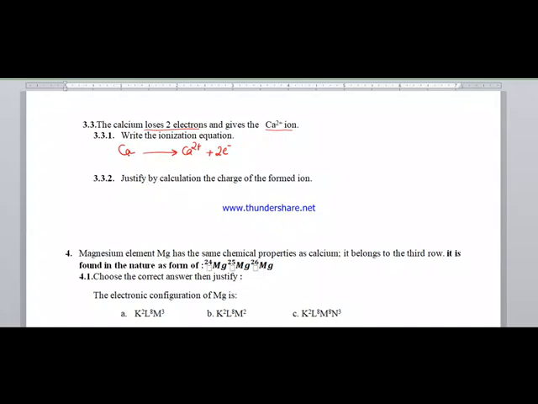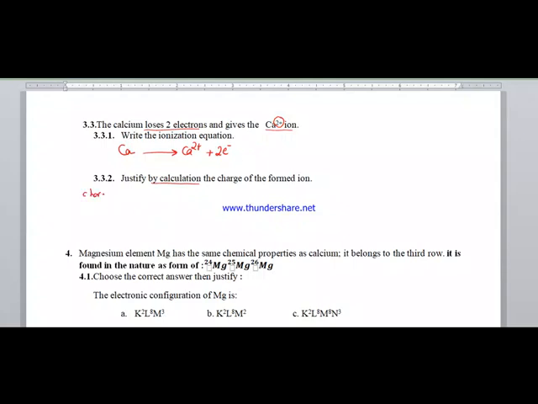Then the calcium atom changes into a calcium ion, Ca2+, plus the number of electrons lost by calcium. Justify by calculating the charge of the calcium ion. We want to prove that the charge of the calcium ion is 2+ by calculation.